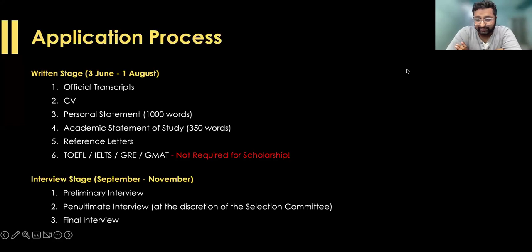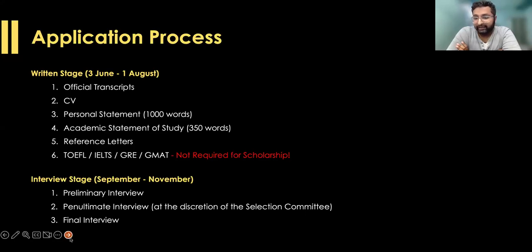You must also submit a CV, and I think it cannot exceed 2 pages. Please take a look at the Rhodes candidate information for details on how the CV needs to be structured. And I think we have a session tomorrow as well on that. A personal statement of 1,000 words, and there are specific prompts that have been given this year for you to look at. An academic statement of 350 words, which talks about the courses that you want to pursue at Oxford. Reference letters from your professors, of which at least 3 need to be academic and at least 1 needs to be a character reference.